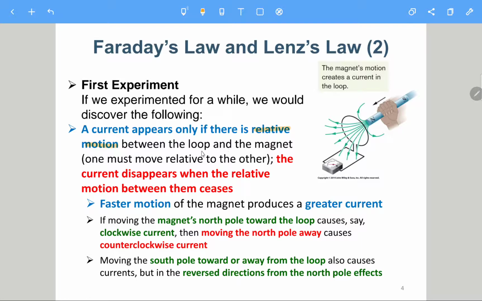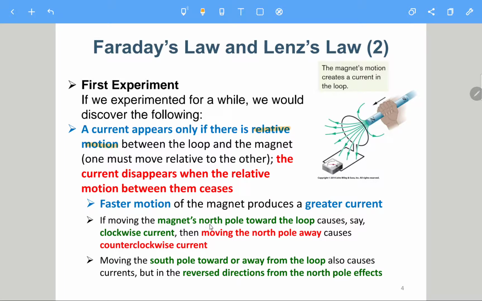So it depends on the relative motion. One must move relative to the other. If they move together without changing the relative position, then there is still no induced current, since the relative motion between them ceases. Faster motion of the magnet produces greater current.